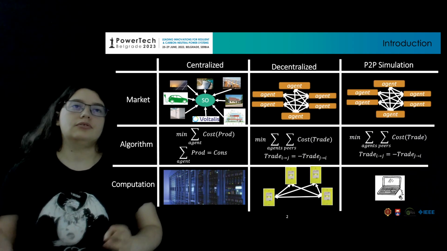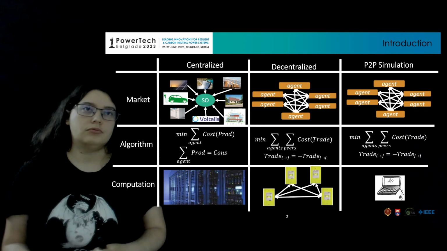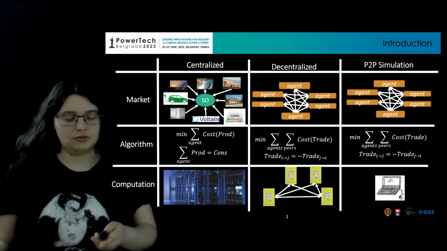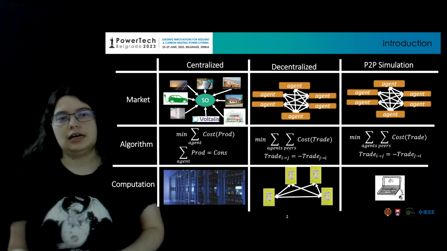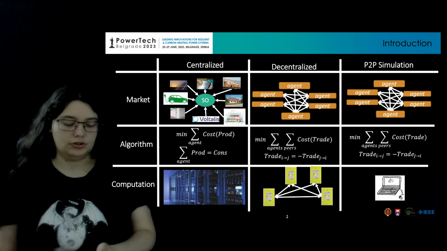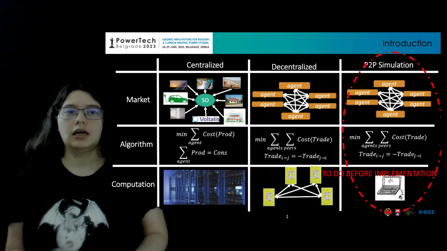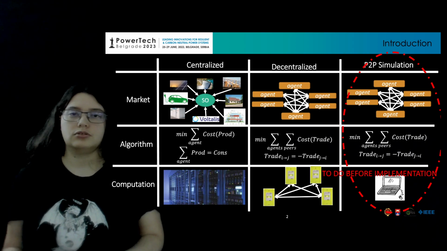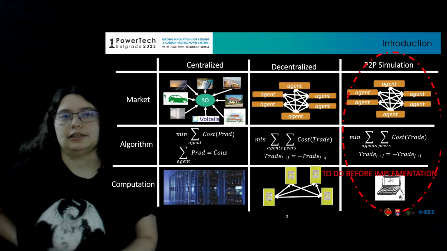But before doing that in real life, we need to simulate how this algorithm works. In this case, the market is decentralized and the algorithm is decentralized, but the computation is made on one central unit, one computer, a scientific computer, which is not a supercomputer. And this must be done before any implementation, so we can't use the computing units of the decentralized market.